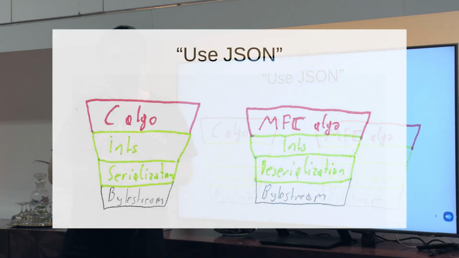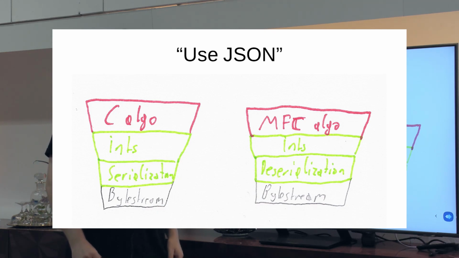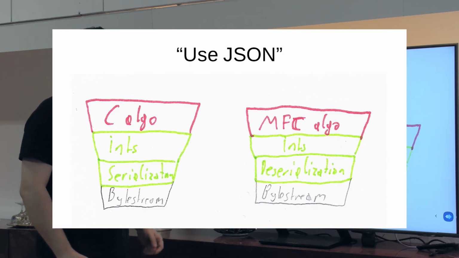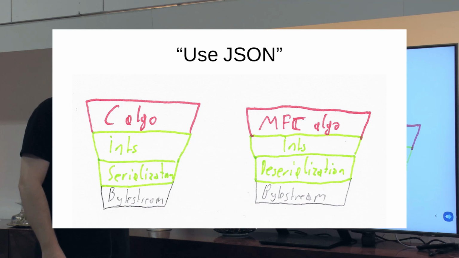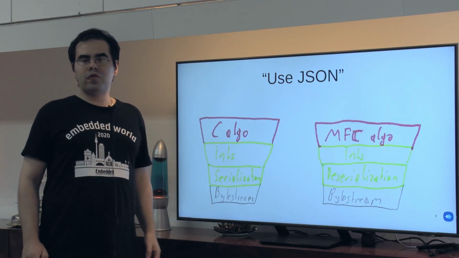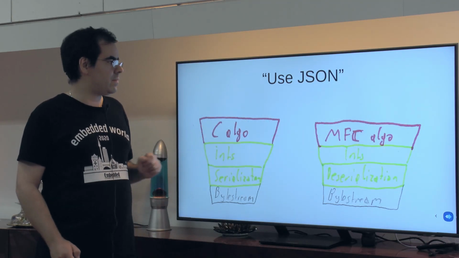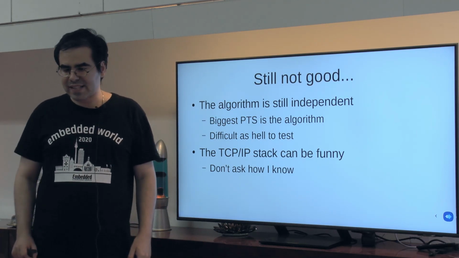Okay, now I hear you people say, go, use JSON, Tam, use JSON, don't be stupid, use JSON. Well, if we use JSON, we don't need to worry about the integers anymore. But we still have to worry about the byte stream, the TCP stacks, and we also still have 2 copies of the algorithm. And this is not a good idea for multiple reasons, as I've said.